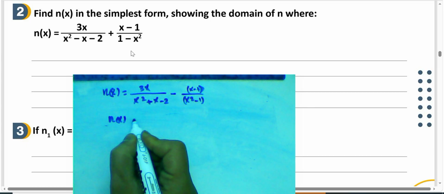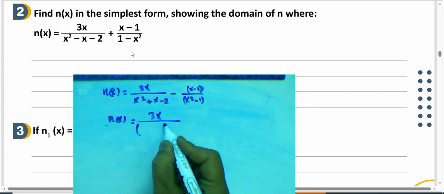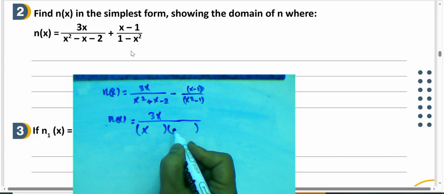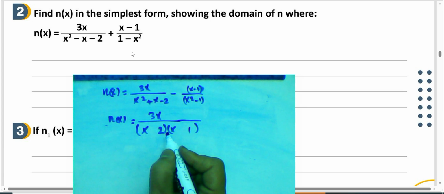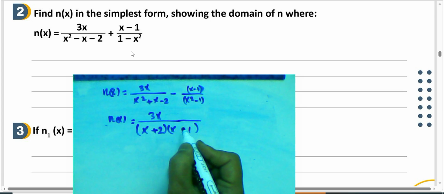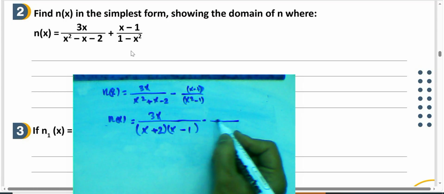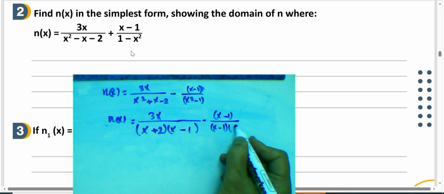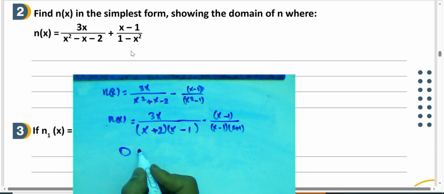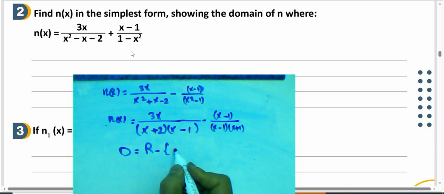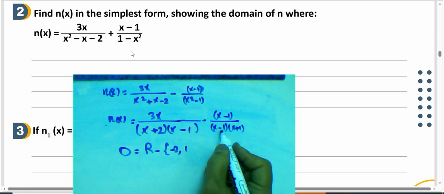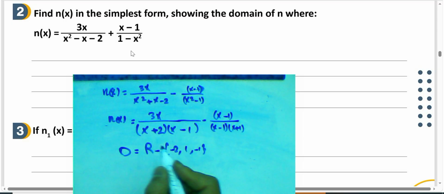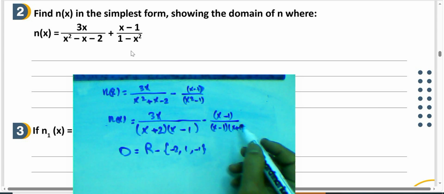n of x equivalent to 3x, and down we can factorize like this: x times x power 2, 2 times 1 equal 2, and the greater number to be positive and here negative. And up we can write x minus 1 over x minus 1 times x plus 1. In the domain, R subtract negative 2 and 1, and here 1 and negative 1. Now we can simplify by writing the least multiplication between the two denominators. Okay, you can simplify this by this.